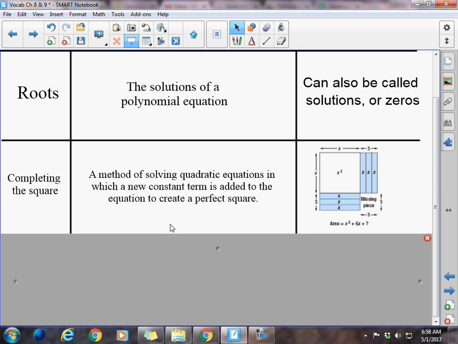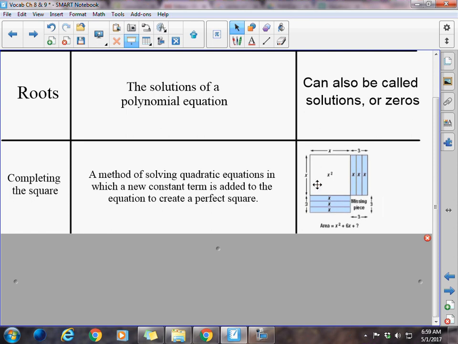Completing the square. Okay, you were probably wondering about any extra credit that you could get out of this. If you're actually listening to this, put a square around the word completing the square. If you do that, I'll give you some extra credit when I'm checking your vocab. Completing the square is a method of solving quadratic equations in which a new constant term is added to the equation to create a perfect square.